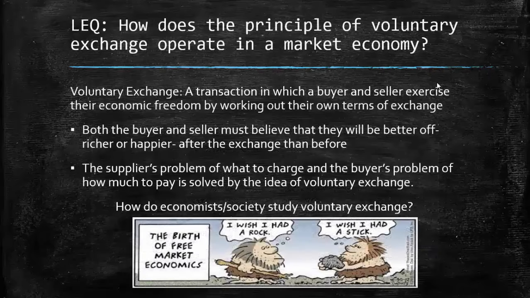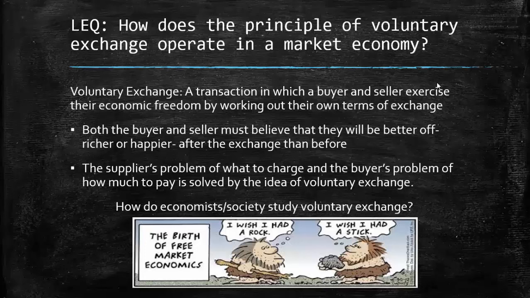All right, voluntary exchange. Here is the economic definition, if you will. It is a transaction in which a buyer and seller exercise their economic freedom by working out their own terms of exchange. Now, guys, think about this. How is it that I can walk into a store, hand someone $20 or a debit card or credit card, and I can exchange my money for a product?